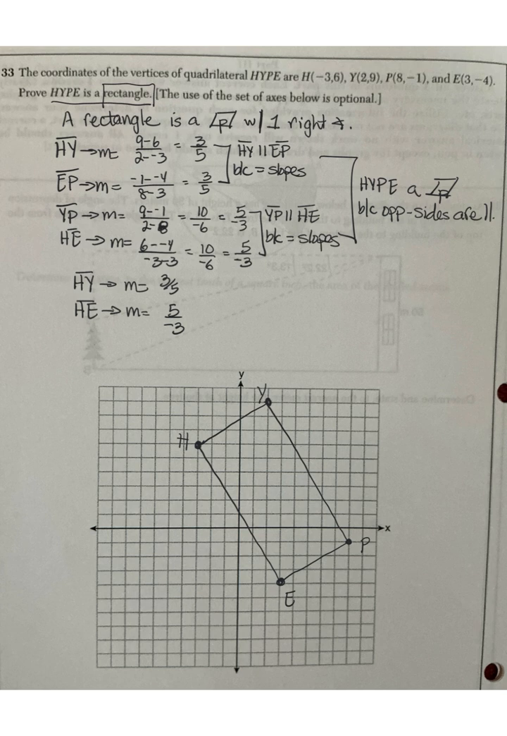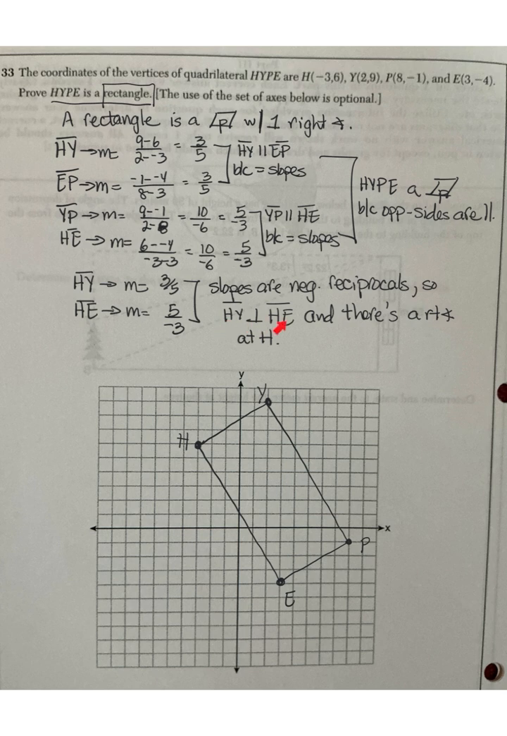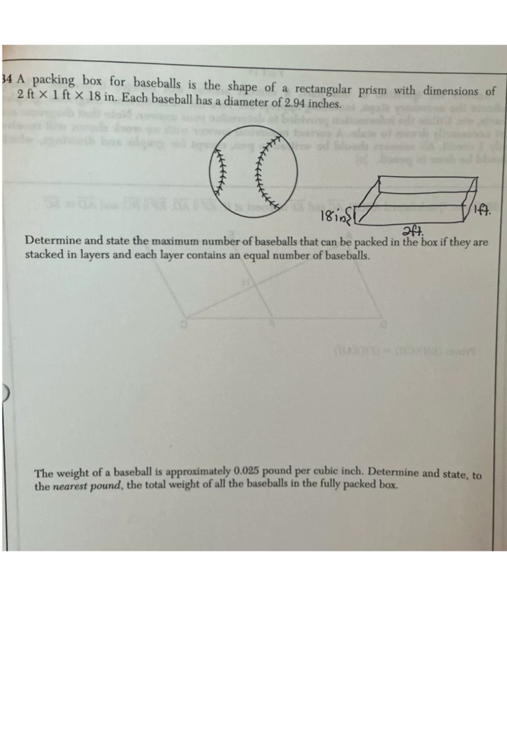So then the explanation is the slopes are negative reciprocals, so HY is perpendicular to HE, and then there would be a right angle at H. And we already stated this up here: a rectangle is a parallelogram with one right angle. Here's the parallelogram part. Here's the right angle part. Done.